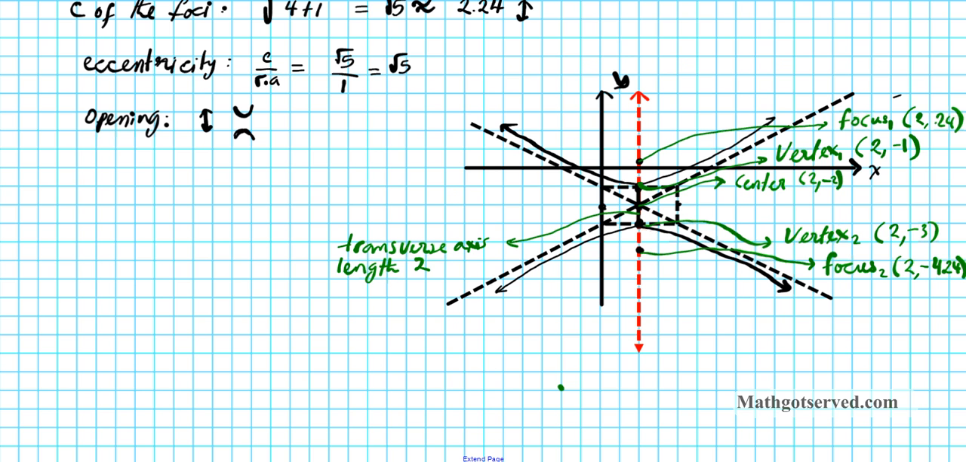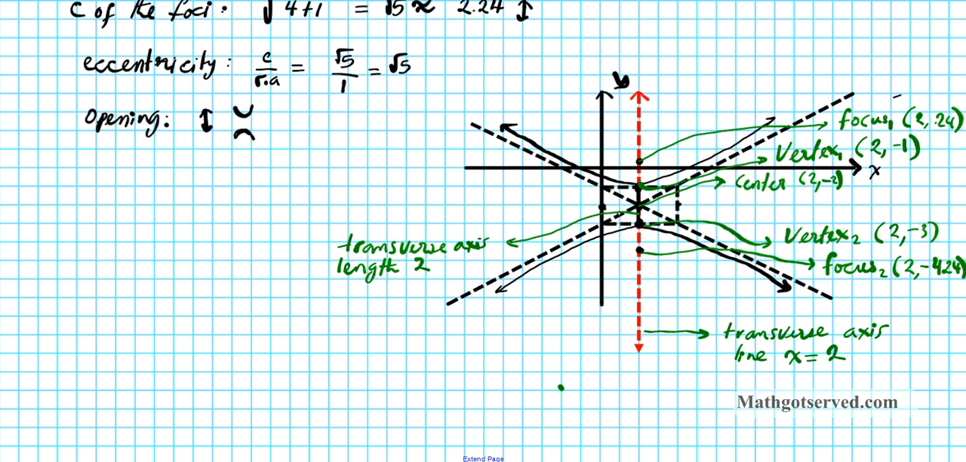So what's the equation of our transverse axis line? Let's go ahead and label what the equation is. So transverse axis line, it's going to be x equals the x coordinate of the center, which is 2. X equals 2. All right, now let's go ahead and draw the conjugate or imaginary axis.